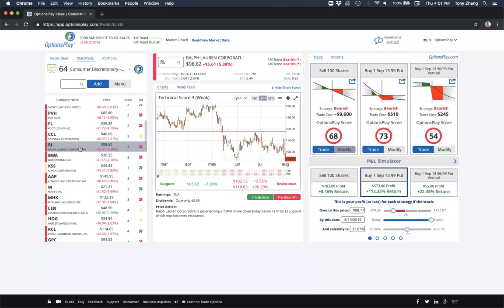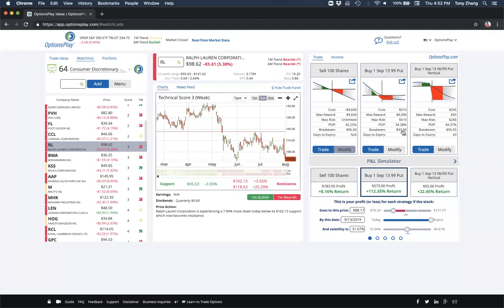So here in Ralph Lauren, trading at 98.62, I can short 100 shares of the stock, or I can buy a put option. Notice how expensive this put option is. It's $510, and that's why you have a relatively low options play score, because a $99 put that cost me $510 means that the break-even price on this stock is $93.90. So this stock would have to move roughly 5% lower just to break even.